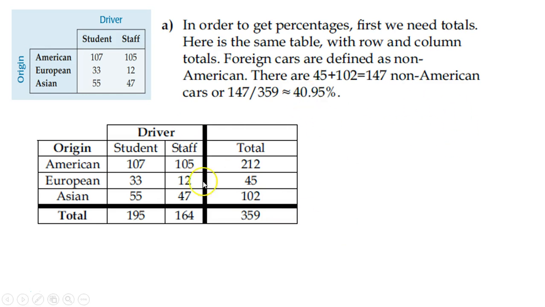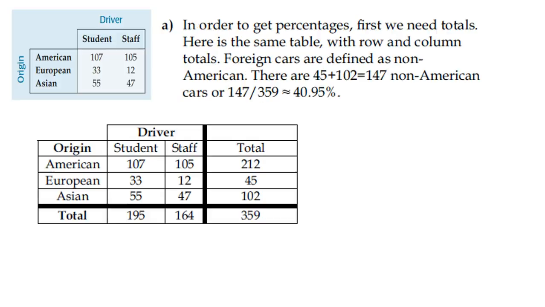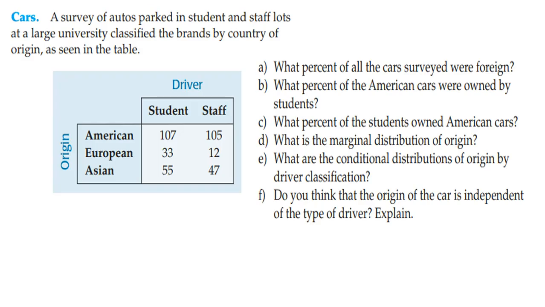Because now it says non-American cars. Well, that is European and that is Asian, so I can take those and add them up, and I can divide it to figure out that it looks like almost 41% of them are foreign vehicles that are in that parking lot. And I guess there's only a part A to that one, or did I just move on?